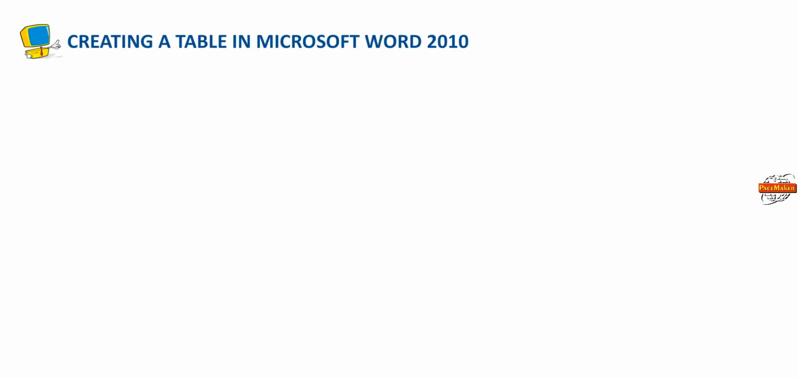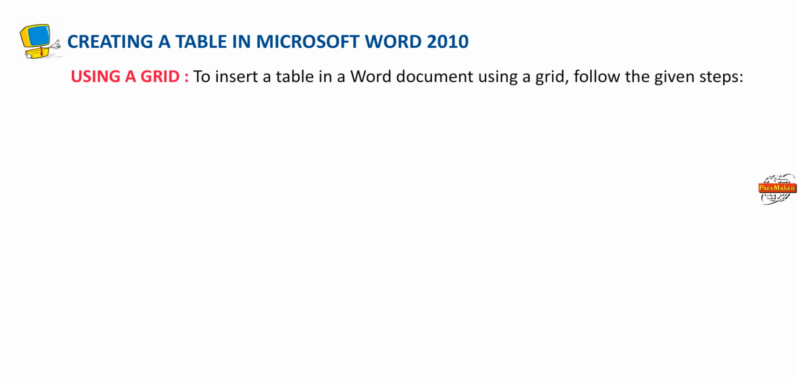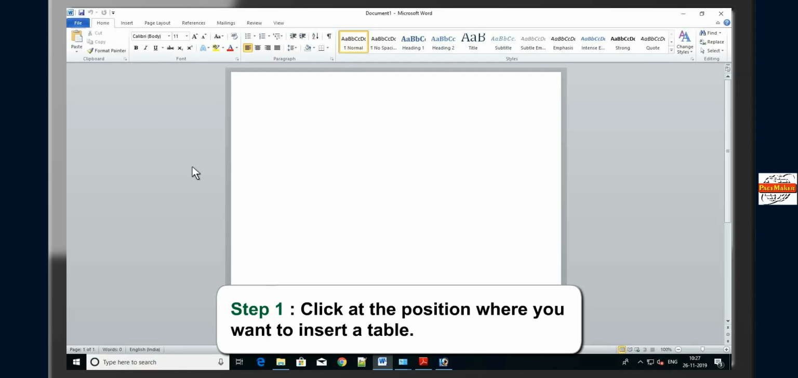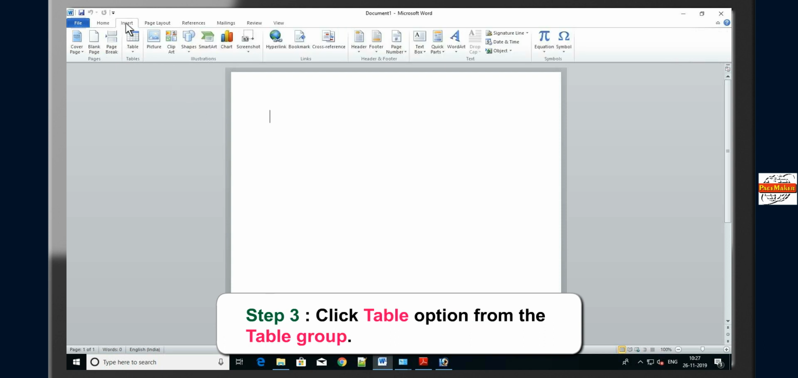Creating a table in Microsoft Word 2010. In a Word 2010 document, a table can be created in different ways. Using a grid. To insert a table in a Word document using a grid, follow these steps. Step 1. Click at the position where you want to insert a table. Step 2. Click on the Insert tab on the ribbon. Step 3. Click the Table option from the Table group.